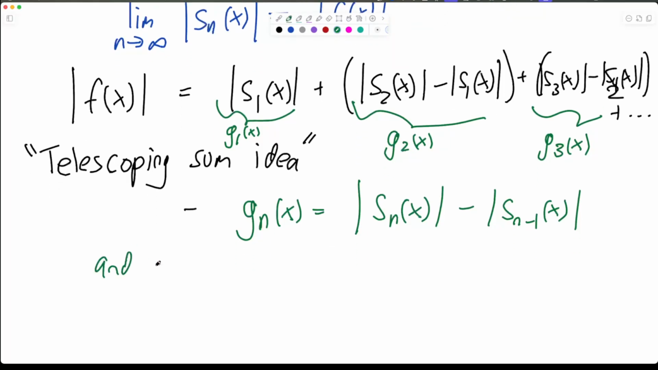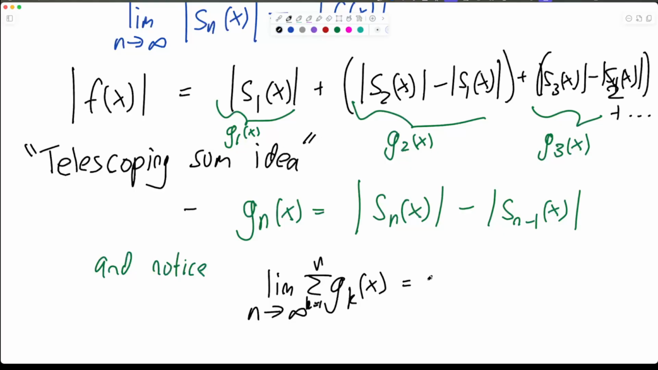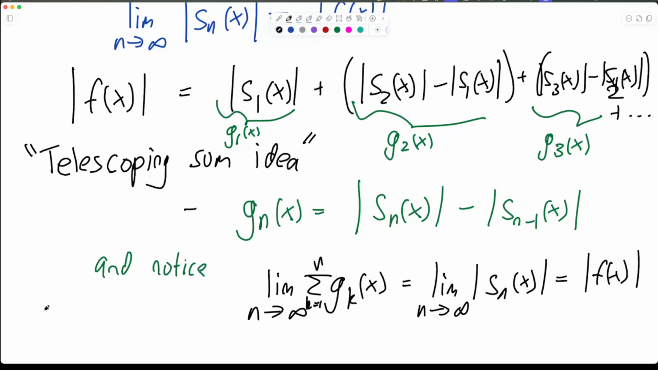And notice that the limit as n goes to infinity of the sum of the first n of the Gk's, k equals 1 to n, equals the limit as n goes to infinity of the absolute value of Sn of x, and that equals the absolute value of f, except for x on the bad set. So there are all these little technicalities you have to do, but this is the idea. You create the sequence of step functions for the absolute value of f by taking these absolute values and doing the telescoping trick, and everything will work out.